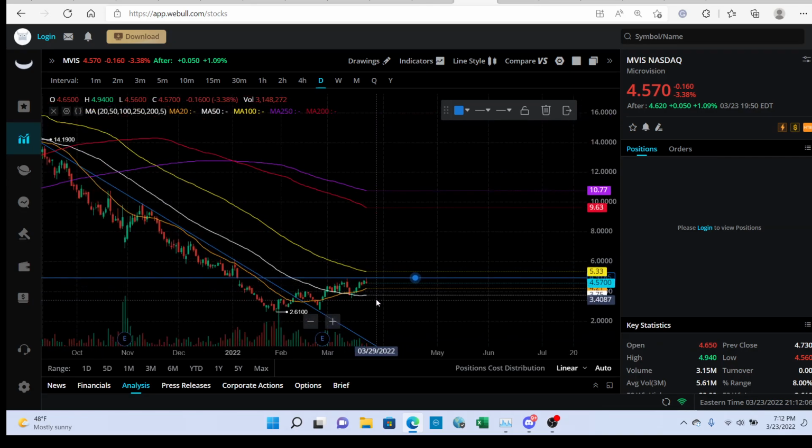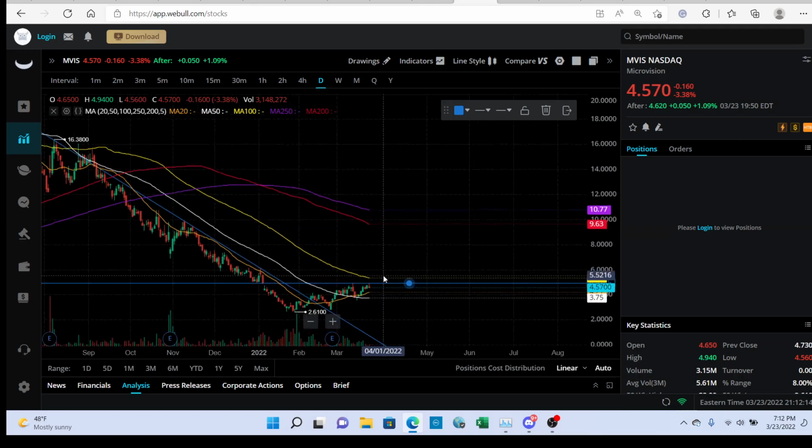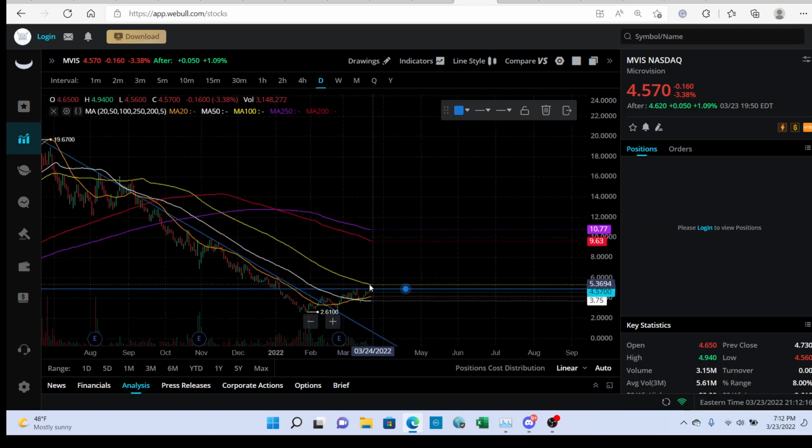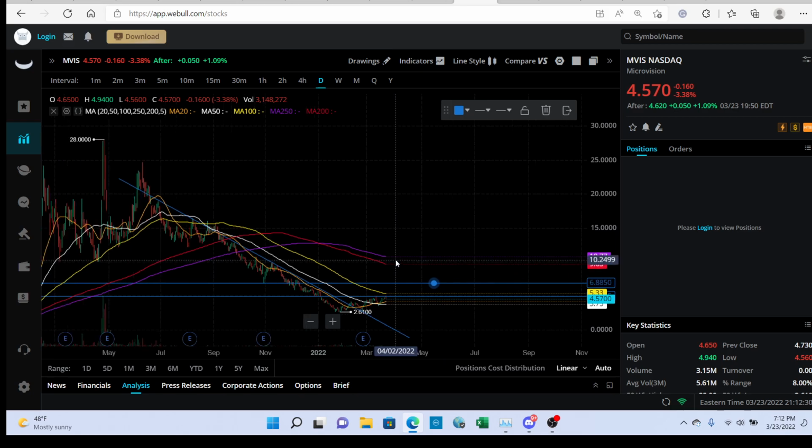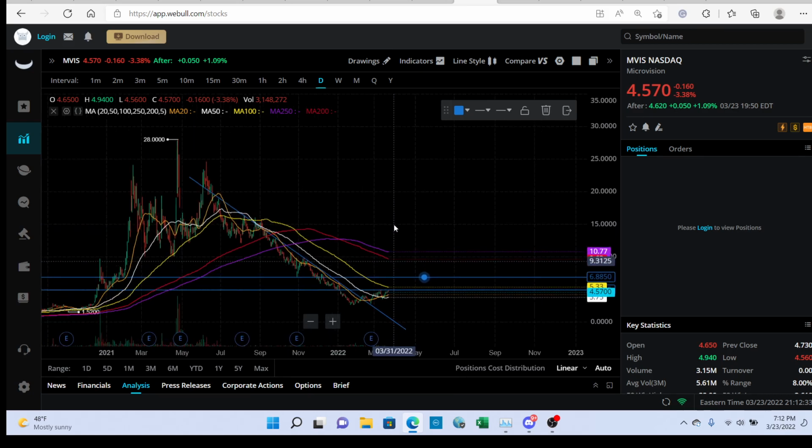We could reject here. I think there's a high potential to reject here, and we could go back underneath the 20-day. But if we do get above the 100-day moving average, then let's see, what is our potential? I would say that the next resistance would probably be at about $7. And then the next one would probably be right here at about 850.